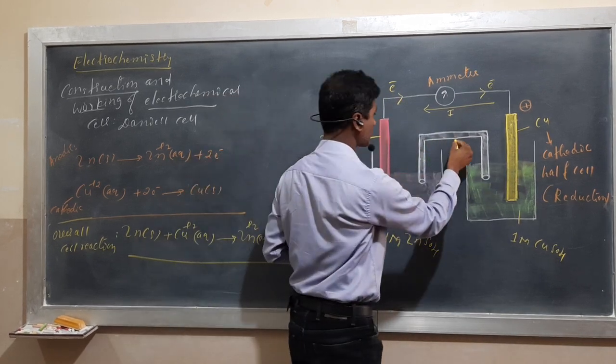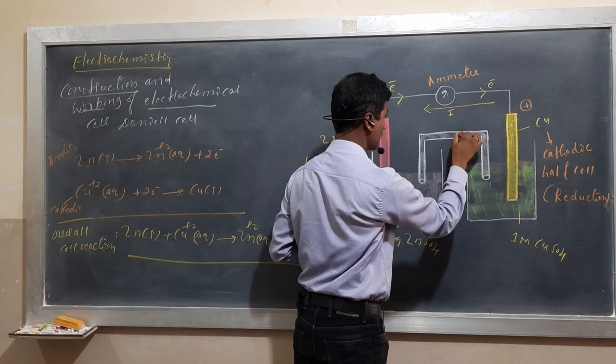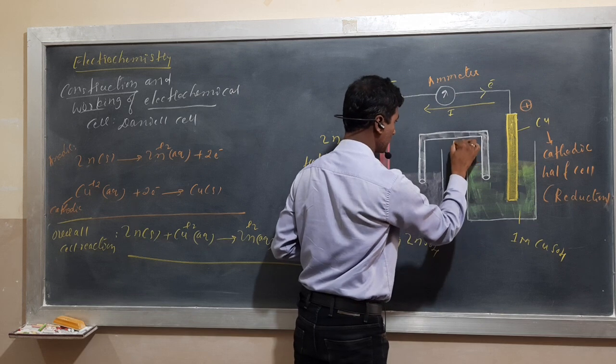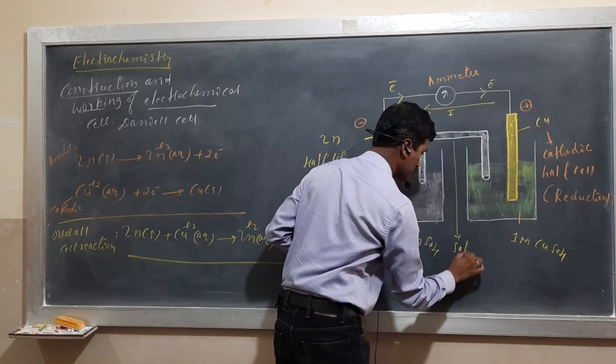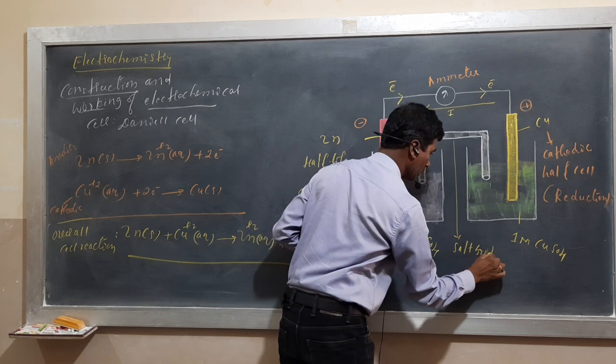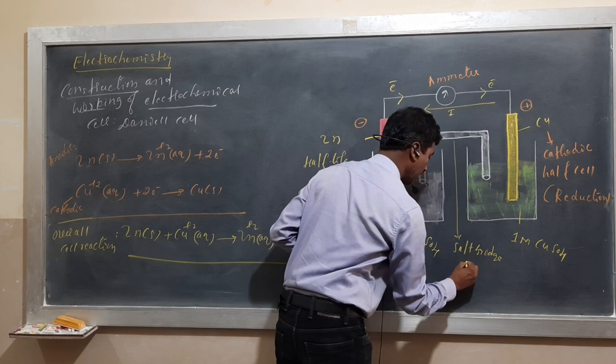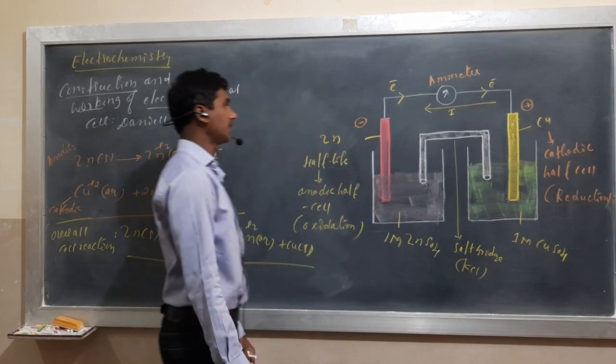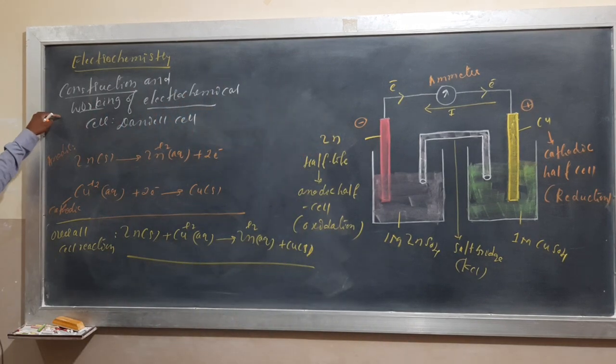So this is called the salt bridge. This is nothing but a salt bridge. The salt bridge contains a saturated solution of KCl. So this is the construction and working of an electrochemical cell.